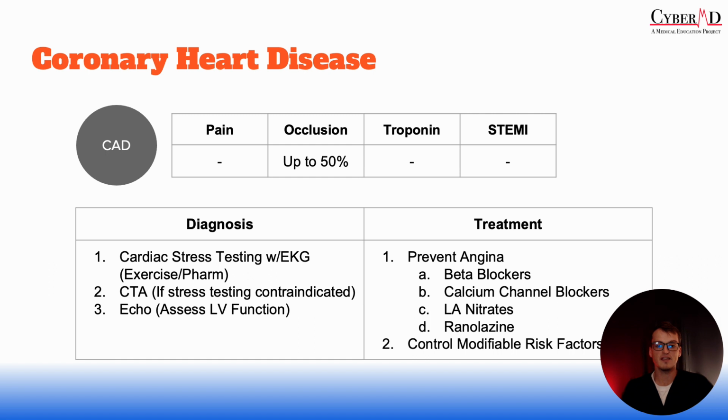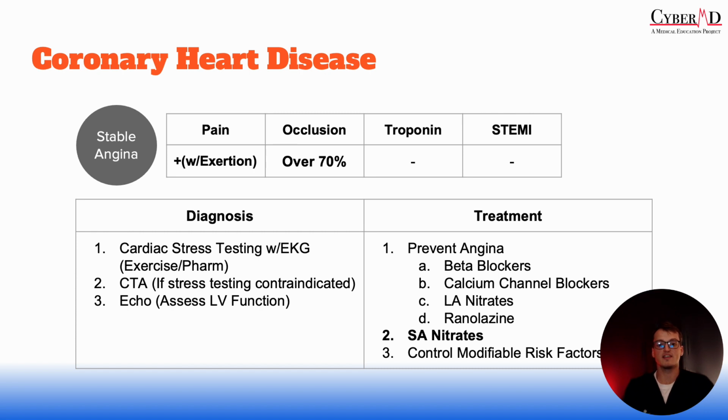Thereby, it's going to reduce that contractility and the oxygen requirements of the myocardium itself. Other therapies for these patients are going to be things that include anything addressing and controlling the patient's modifiable risk factors. So you're obviously going to want to treat their diabetes, their hypertension, their dyslipidemia, their obesity. If they have any of those risk factors, make sure you are treating those things as well.